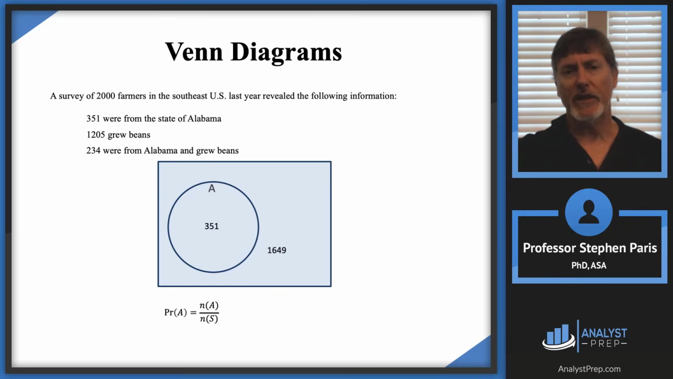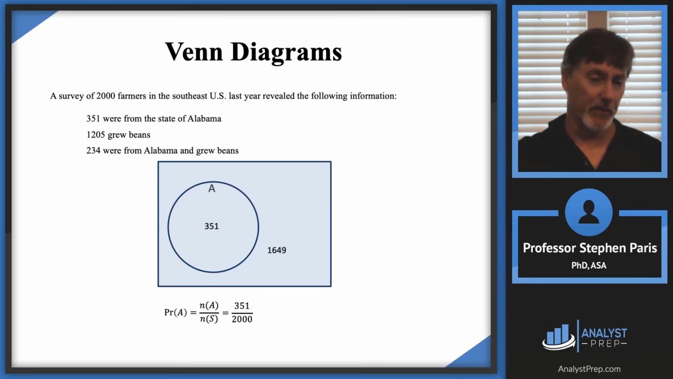A. And then we could talk about this basic probability fact: the probability of an event is always the number of outcomes of the event divided by the number of outcomes in the sample or in the survey. And so in this case, the probability of capital A would be 351 over 2,000, or 17.55%.